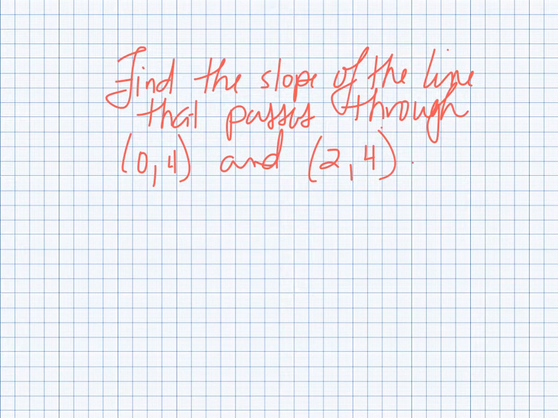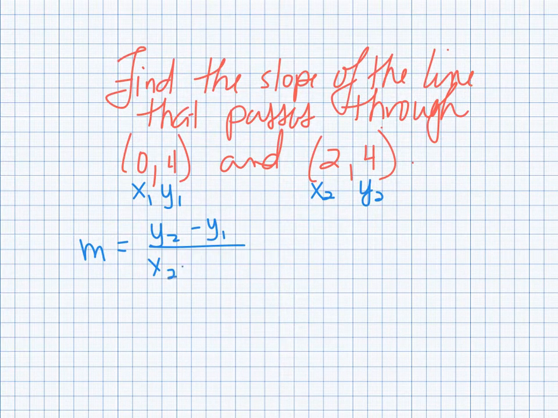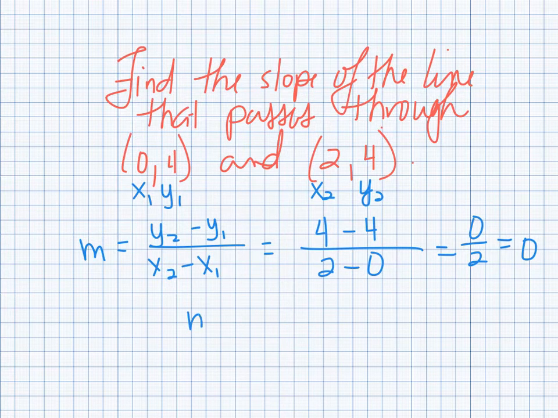So for this particular problem, you want to find the slope of the line that passes through (0, 4) and (2, 4). So the first thing we want to do is label it: x1, y1, x2, y2. Write the formula down. So m equals y2 minus y1 over x2 minus x1. So that equals y2, which is 4, minus y1, 4, over x2, 2, minus x1, 0. 0 divided by 2 is 0. So the slope of the line is 0 for this problem.